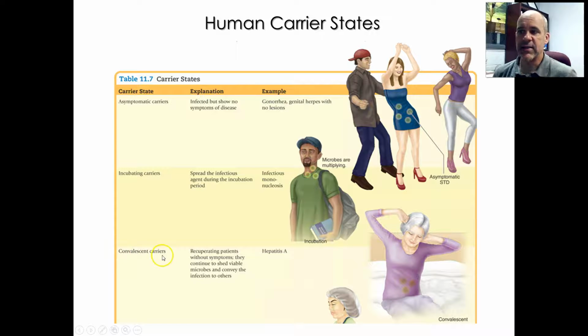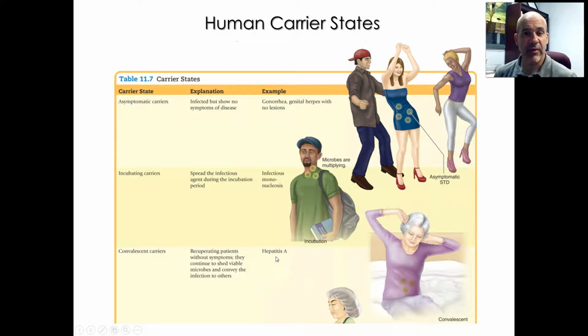There are convalescent carriers. So now a lot of infectious diseases, when you hit that convalescence phase at the end of the infectious disease where you're recovering, the microbe is gone. Your immune system has wiped it out. But in other cases, you might be a convalescent carrier. So even though you're over the symptoms of disease, you're still shedding these microbes. And an example of that is hepatitis A.